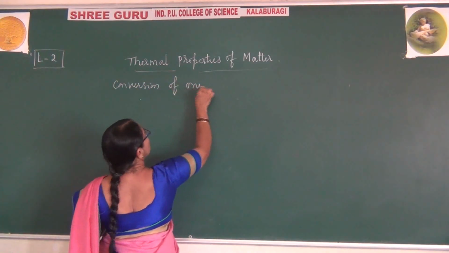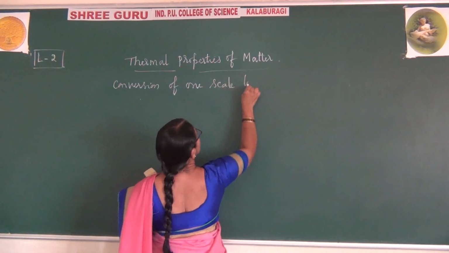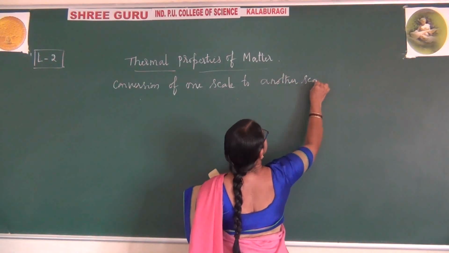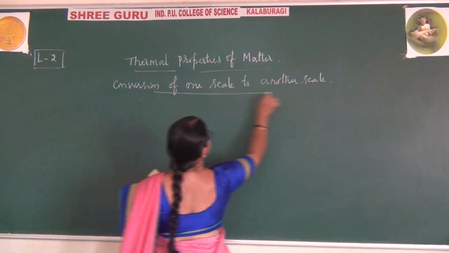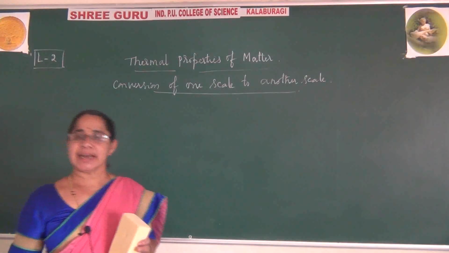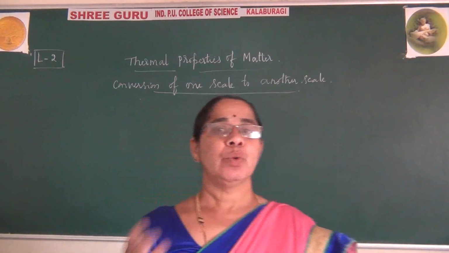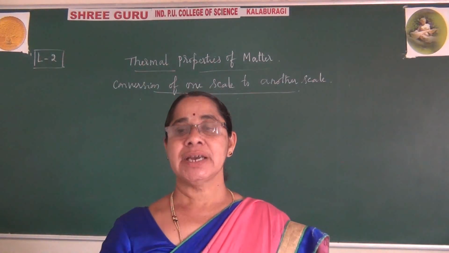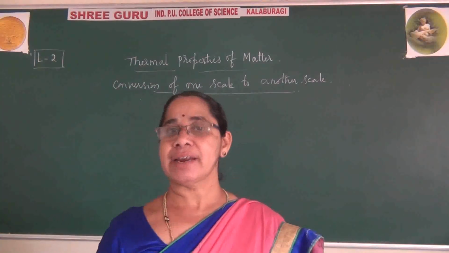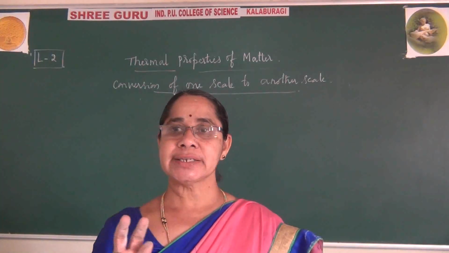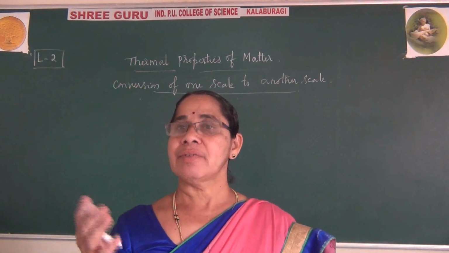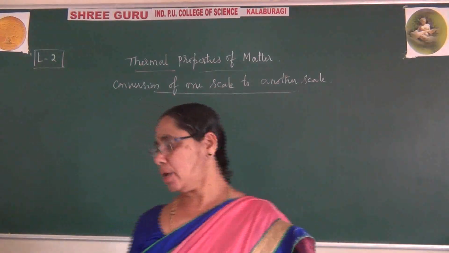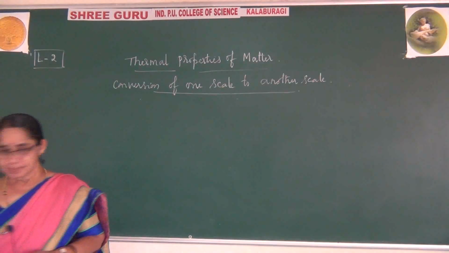Conversion of one scale to another scale. Here for your reference I take two scales: one is the Celsius scale, another is the Fahrenheit scale. I will show you the formula for this. This will be extended in the next class regarding the Kelvin scale. At present I show two scales, and I also give the formula for conversion from Celsius to Fahrenheit or from Fahrenheit to Celsius. Okay, right. Please observe here.